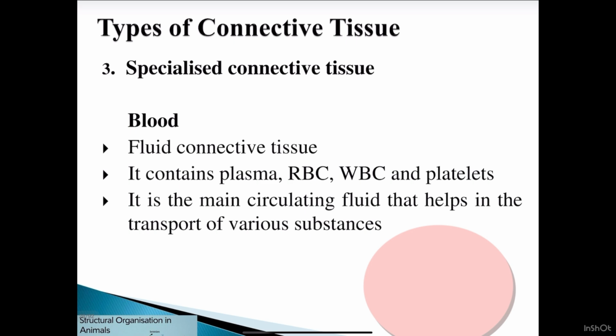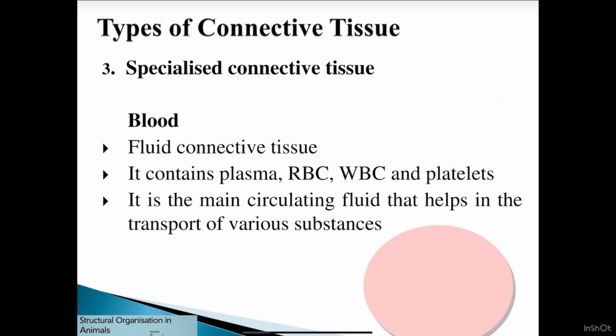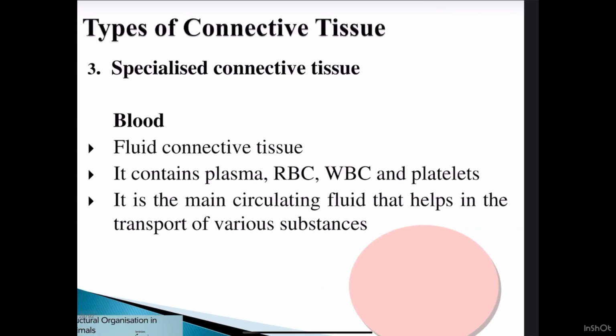Next, the third one is blood, which is considered a fluid connective tissue. It contains plasma, RBC, WBC and platelets. RBC, WBC and platelets together are considered formed elements. Plasma will be 55% of the blood and formed elements together will be 45% of the blood. It is the main circulating fluid that helps in the transport of various substances, and it is the only connective tissue which does not have fibers. Fibers are absent in this specialized tissue.